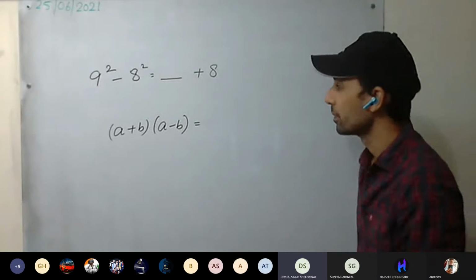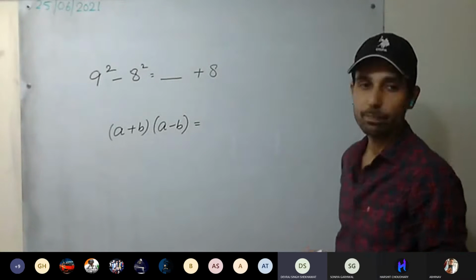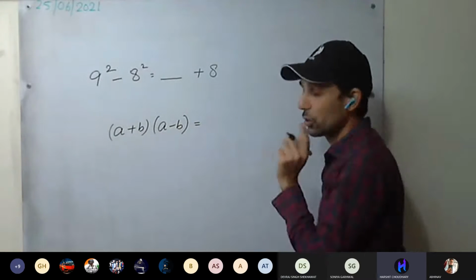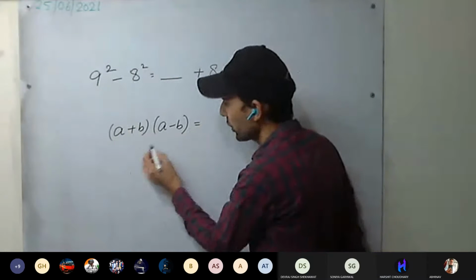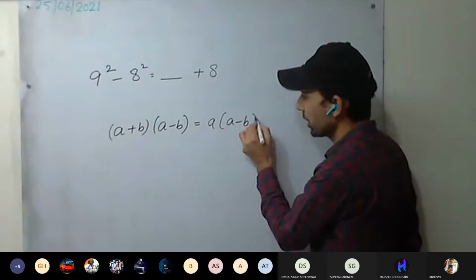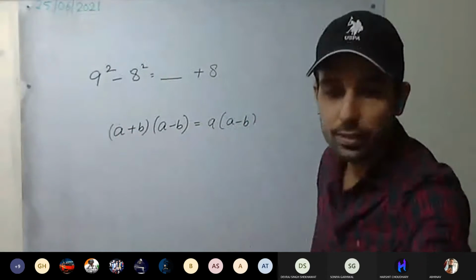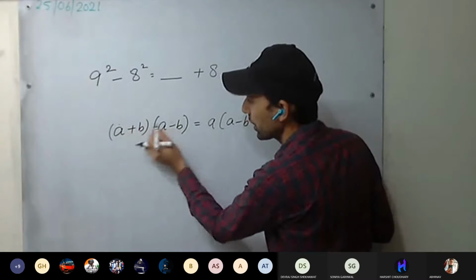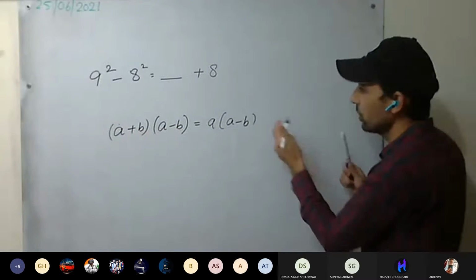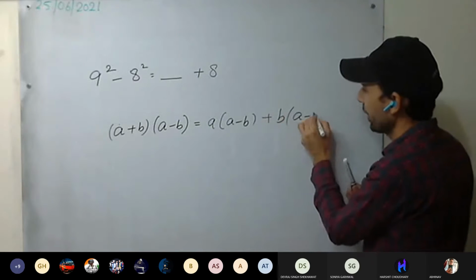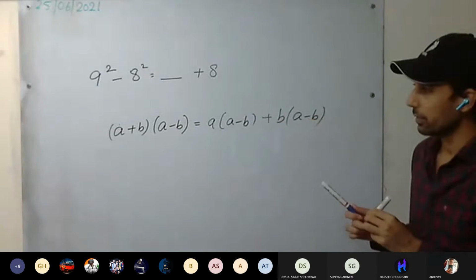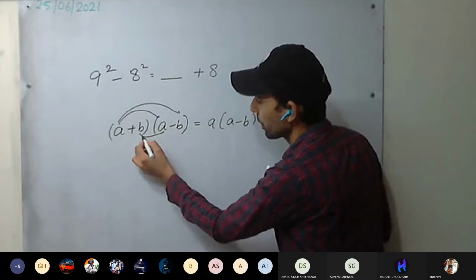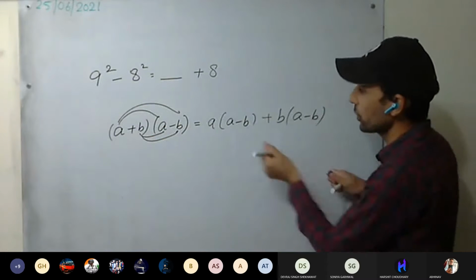Sir, a plus b whole square. No. It is a plus b into a minus b. See here how you solve. First with a you will multiply a minus b, and then with b you will multiply a minus b. Or with a you multiply both, with b you multiply both. What are you going to get?